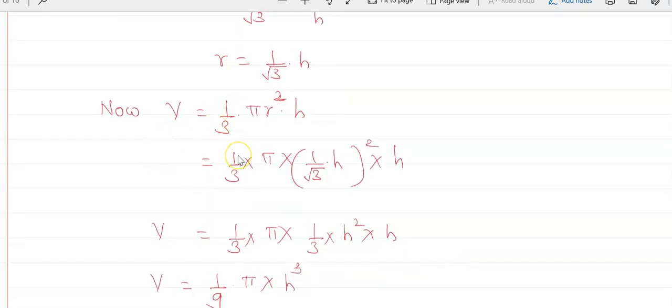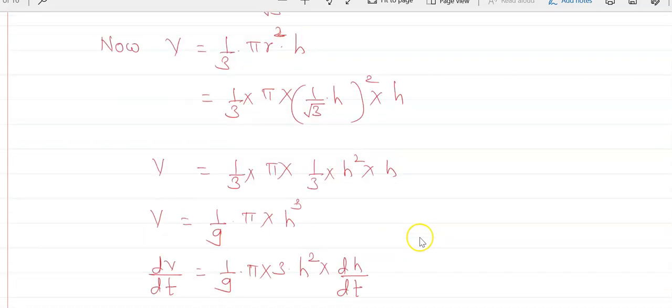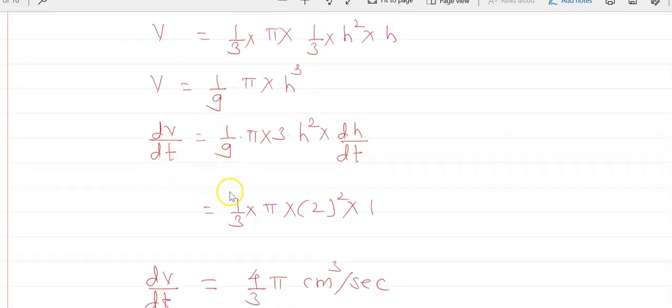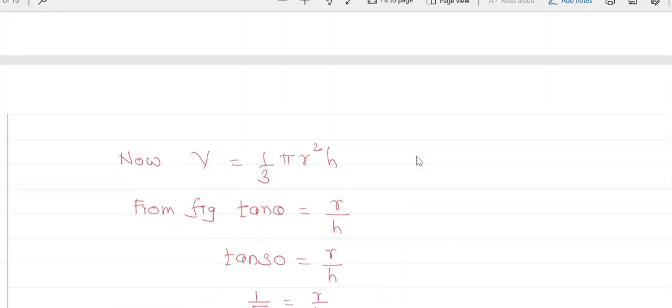Now also, what is the volume? V is equal to 1 upon 3 pi R square into H. Now substitute the R, that is 1 by root 3 H bracket square into H. That is 1 by 3 pi, it's a square, 1 by 3 H square into H, that is 1 upon 9 pi H cube. That is dV upon dt is equal to 1 upon 9 into pi 3 h square into dh upon dt. If we substitute the values of h and dh upon dt.